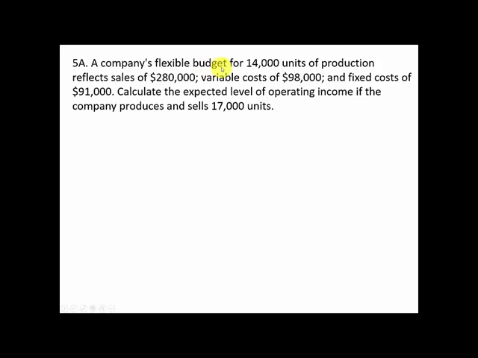Number 5A. Company's flexible budget for 14,000 units of production reflects sales of $280,000, variable cost of $98,000, and fixed cost of $91,000. Calculate the expected level of operating income if the company produces and sells 17,000 units. So we're going to go from 14,000 to 17,000 units.